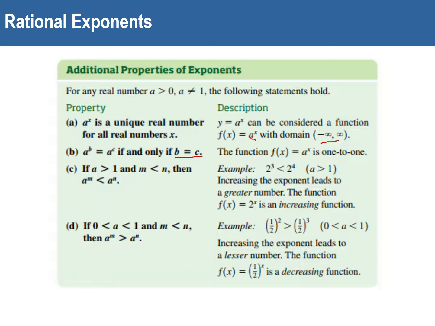If a is greater than 1 and m is less than n, then a to the m is less than a to the n. And if a is between 0 and 1 and m is less than n, then a to the m is greater than a to the n. So basically, if I raise a fraction to a higher power, it's going to become smaller.